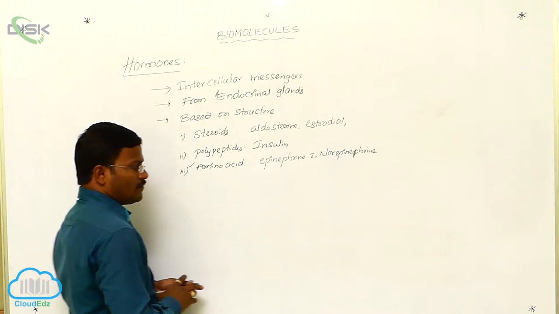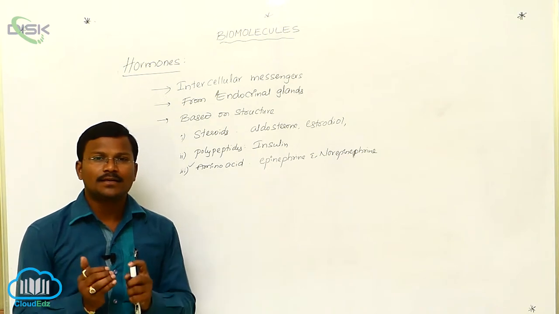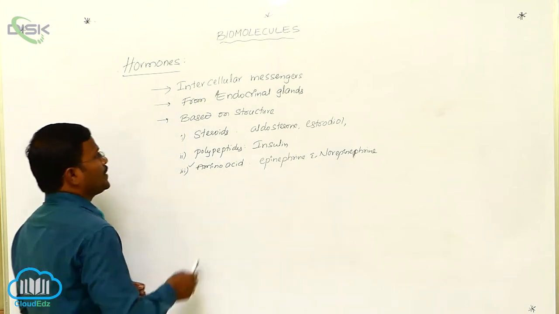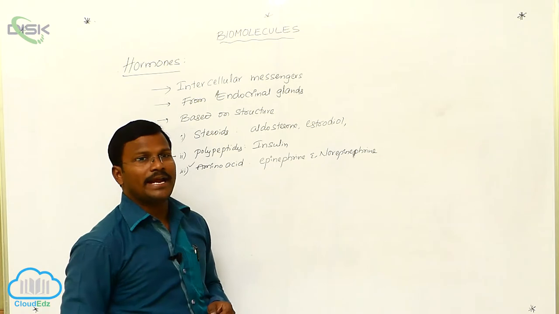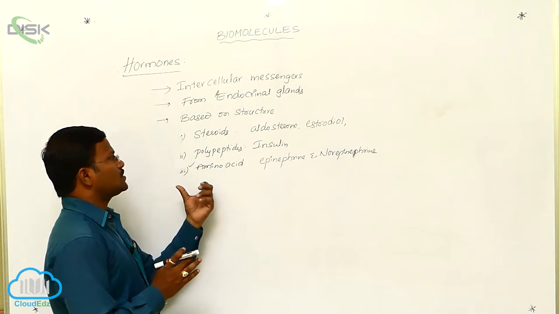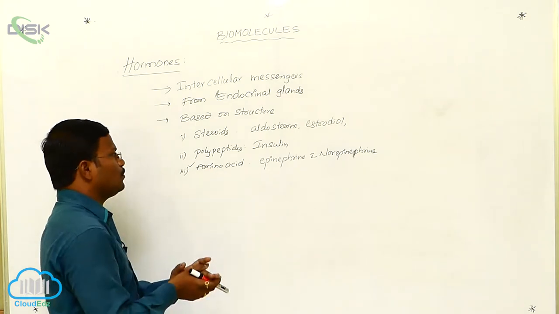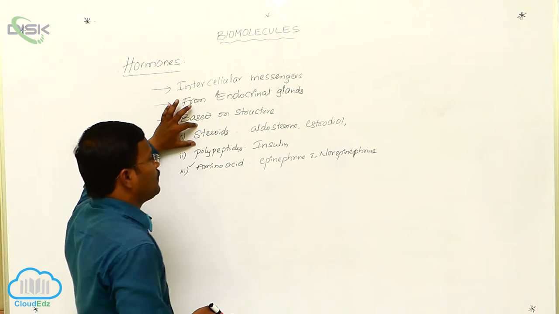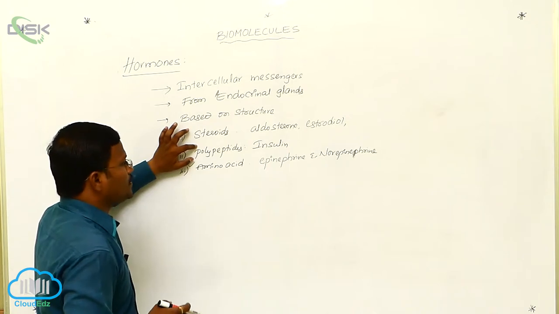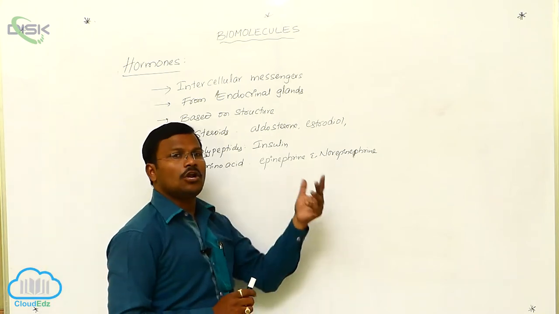Here, once again, what is the role played by hormones in our body? They are a type of chemical substances which act as intercellular messengers to carry messages from one cell to another cell. These hormones are released from endocrinal glands of our body, and based on the structure of hormones, three types are there: steroidal skeletons, polypeptide skeletons, and amino acid groups. Examples for steroidal type hormones are aldosterone, estradiol, testosterone, progesterone, whereas the polypeptide type hormone is insulin, and amino acid type hormones are epinephrine and norepinephrine.